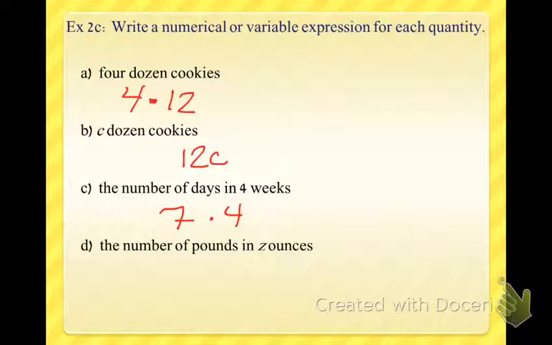The number of pounds in z ounces. There are 16 ounces in a pound, so it's going to be z over 16. Let me write that z better for you. I think I have that answer on there. Yep, z divided by 16.